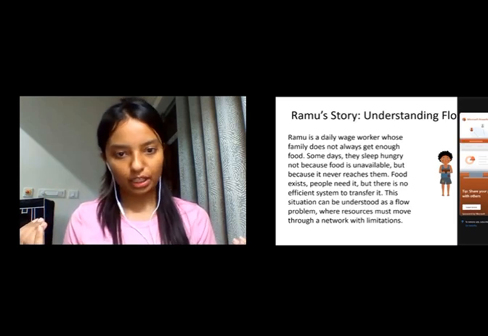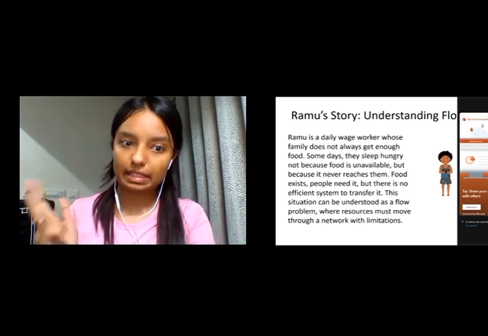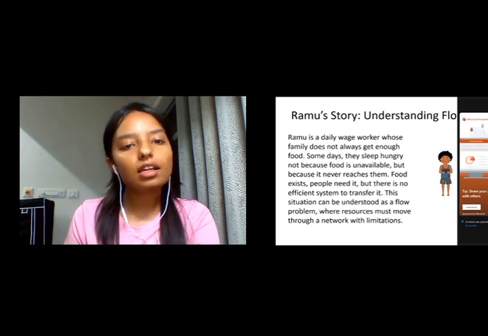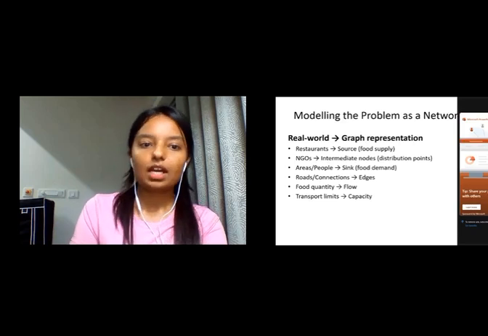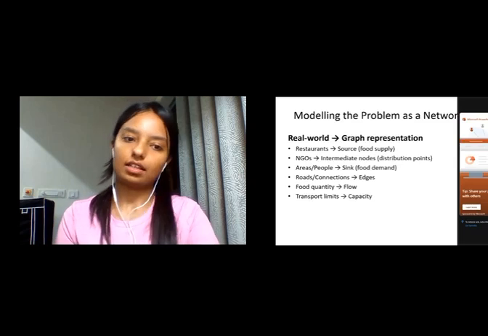If we think about it carefully, food has to travel from one place to another through roads, through people, through systems. And each of these paths has a limit. You cannot send unlimited food through one route. This is exactly what we study in network flow: how to move something from source to destination through a network with capacity constraints.